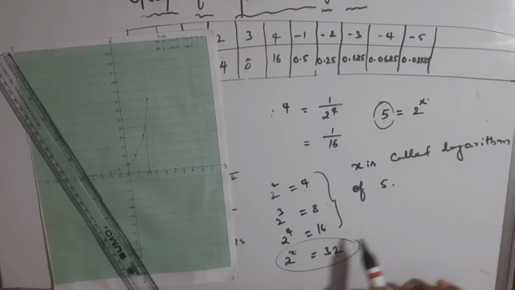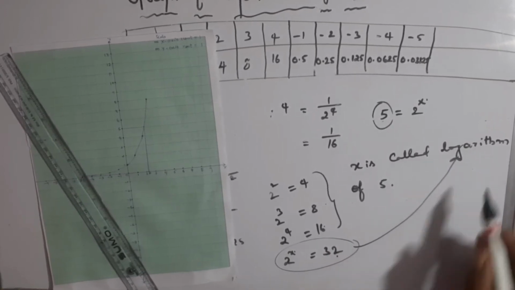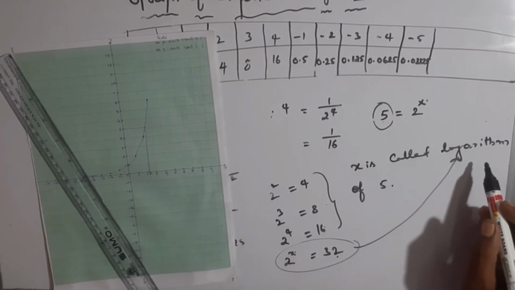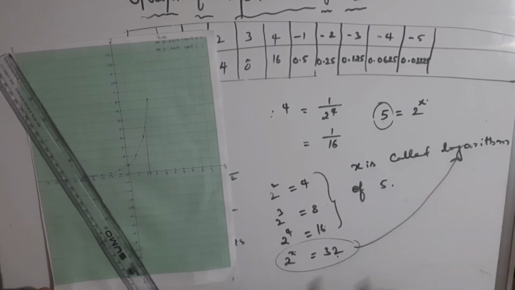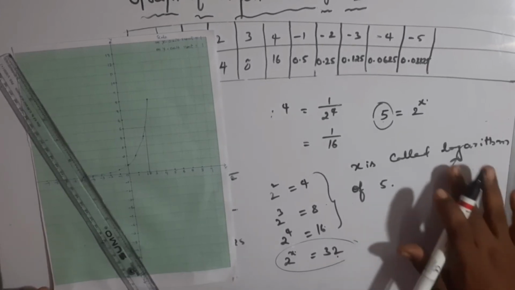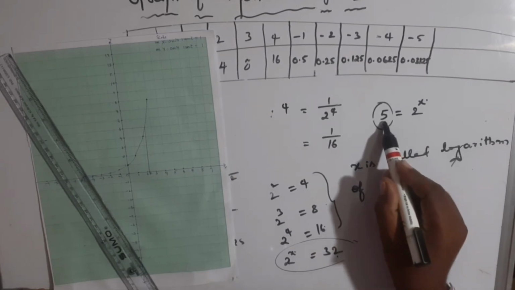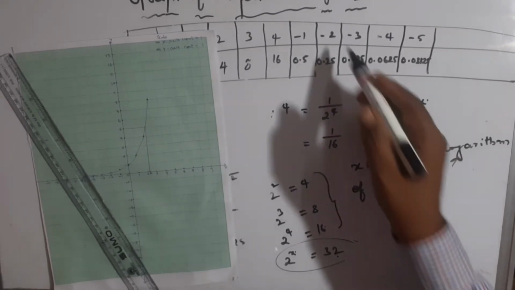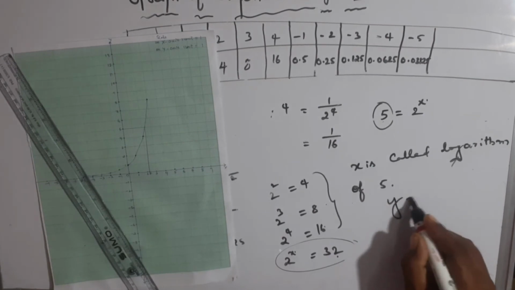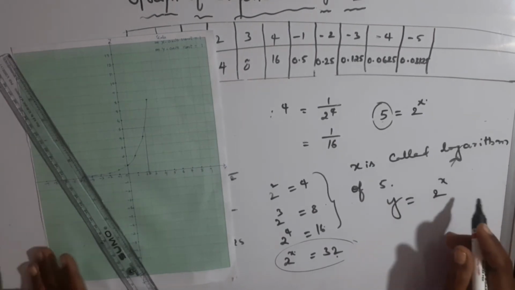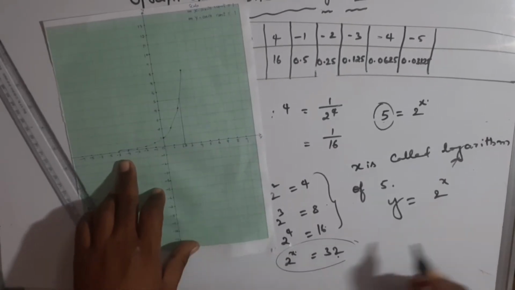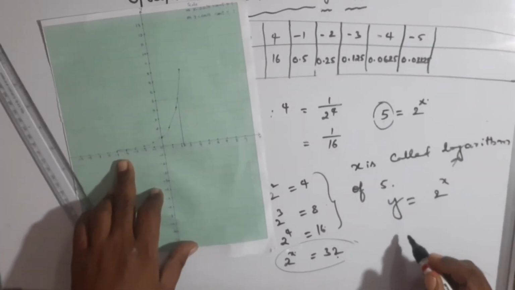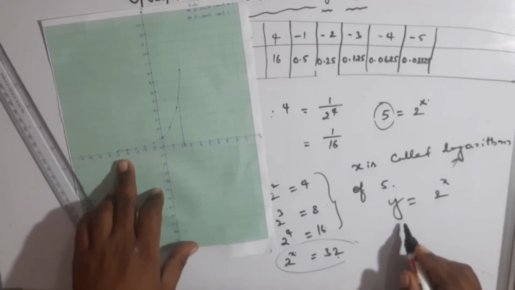That is nothing but a logarithm. So logarithm is the inverse operation of the exponents. Okay now, here instead of 5, let me take our original value, that is y equals 2 to the power of x. From the graph it is clear that y never becomes 0. Yes or no? Y never becomes 0.